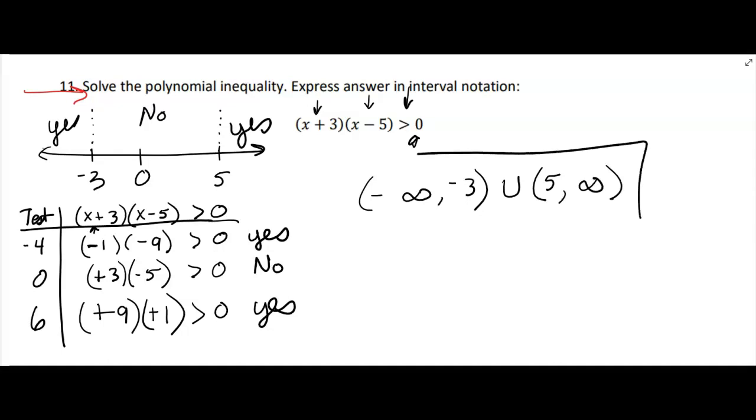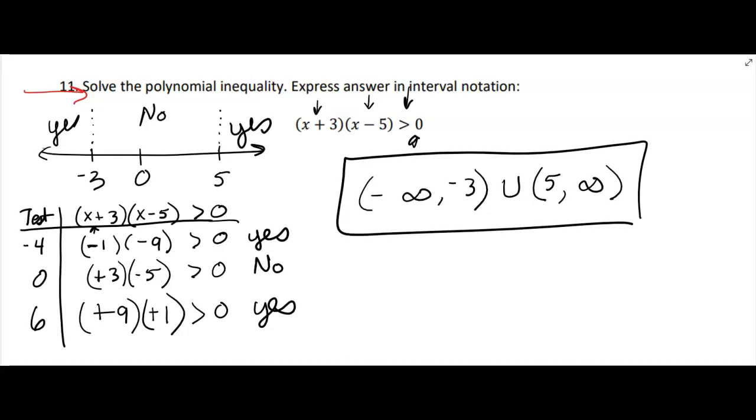Okay, so now we have to write the answer in interval notation. Remember, in interval notation, you have to go left to right. So if you get it backwards, I'm going to take off for that. So we're going from -infinity to -3. We're not including the -3. That's why it's a parenthesis. Remember, infinity and -infinity always get a parenthesis. And then we have to skip over that section between -3 and 5. So we put a union. And then we pick up at 5, parenthesis 5. Again, we're not including 5. And to infinity. And so that's going to be the answer.